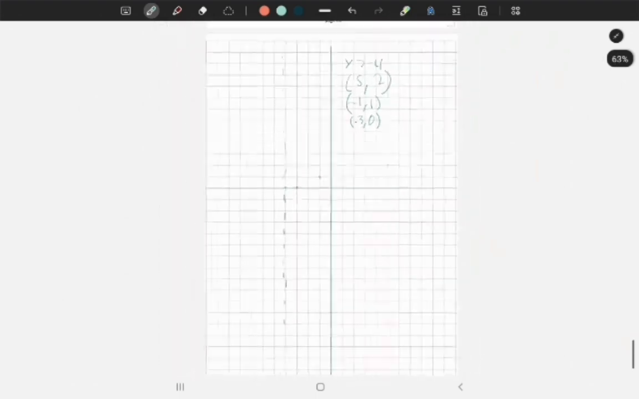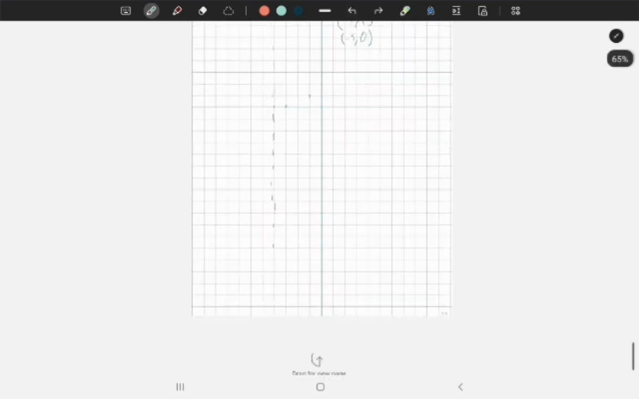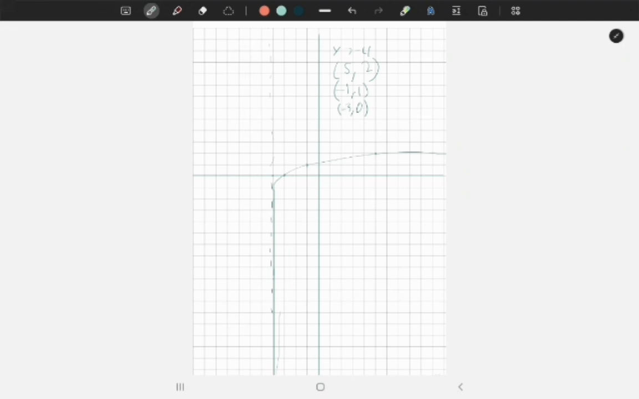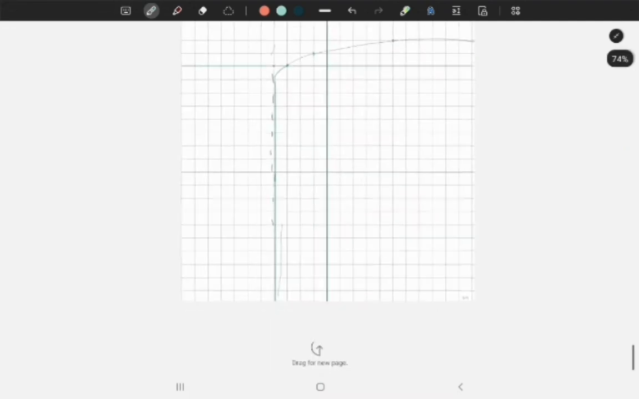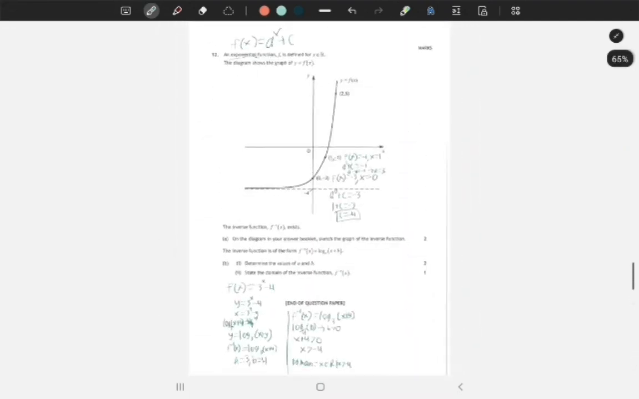So our curve looks something like this. The curve is approaching negative 4, but it's actually never touching negative 4. So our graph looks something like this. And that's all. Thank you for watching.